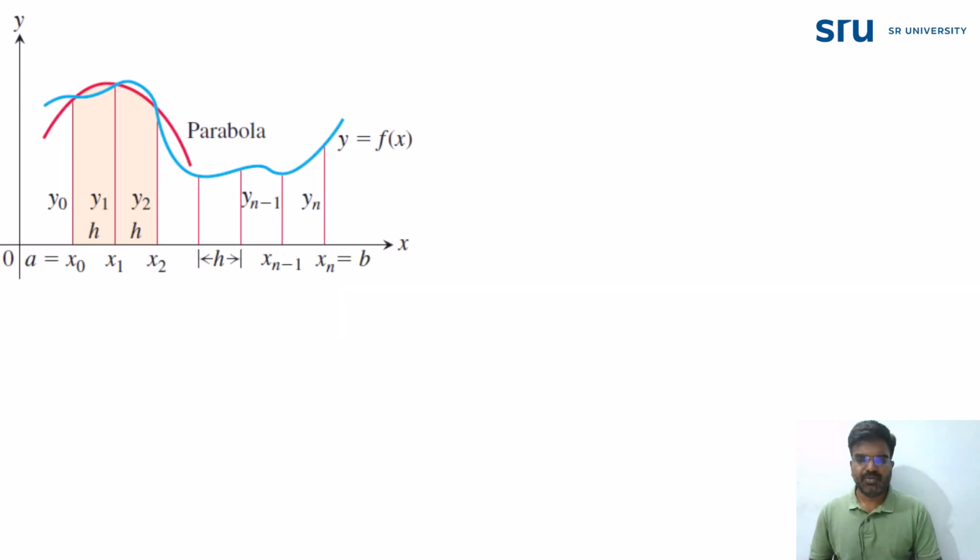Now we will see what the geometrical meaning is. Every time we are using two subintervals. Suppose we take the first two subintervals, which means we are approximating this part of the curve using a parabola. If you have only one subinterval, you will get a straight line. If you use two subintervals, means x0 comma x1 and x1 to x2, then you can construct a parabola. It means we are approximating this curve with a parabola.